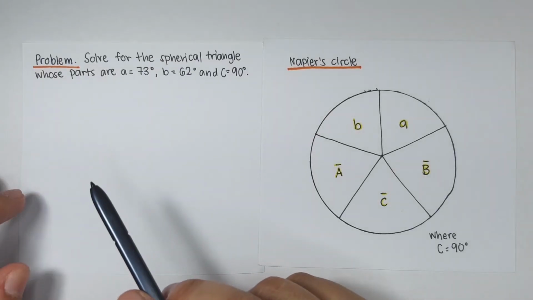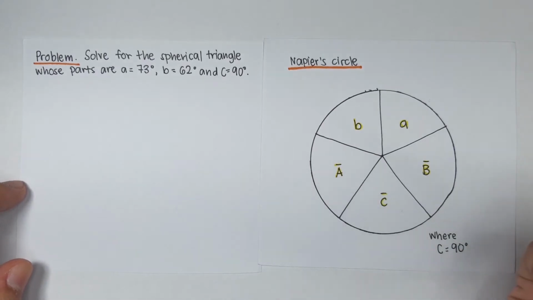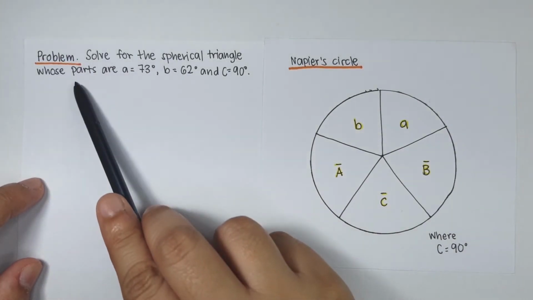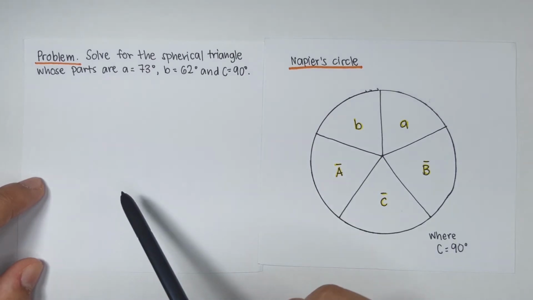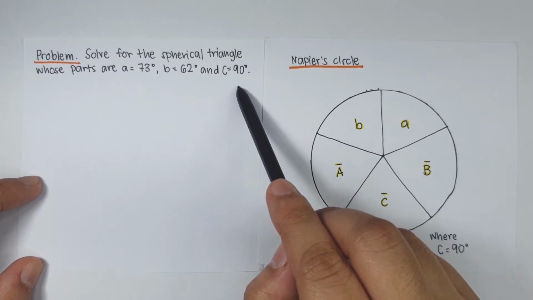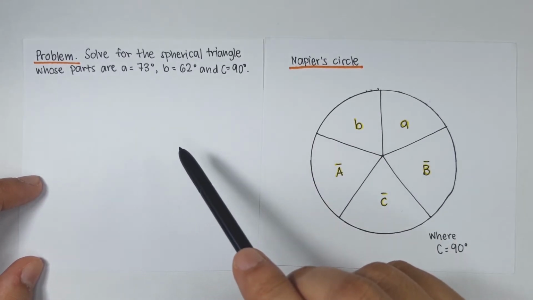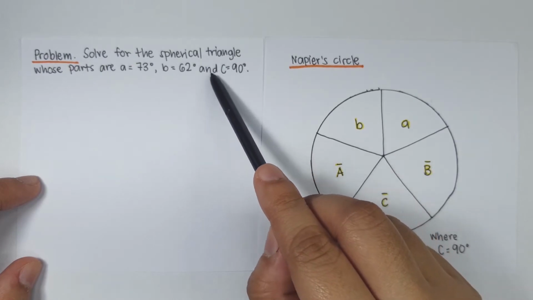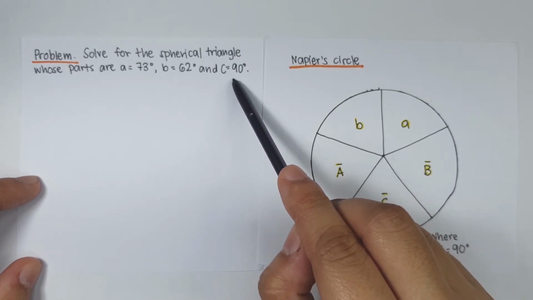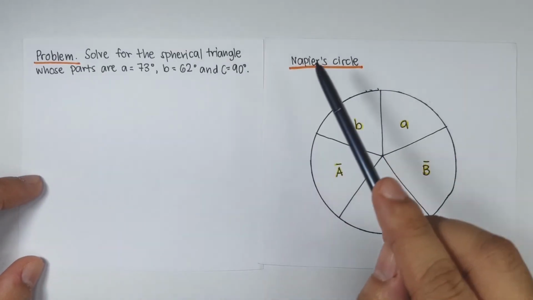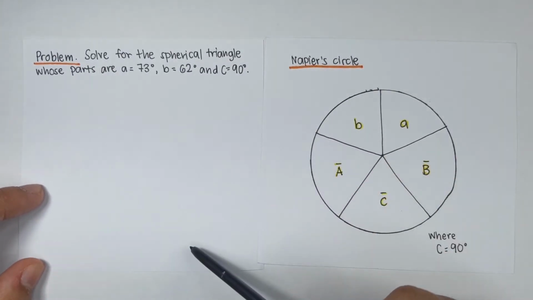So let's apply everything we've learned so far and try to solve this problem. Solve for the spherical triangle whose parts are A equal to 73 degrees, B equal to 62 degrees, and angle C is equal to 90 degrees. Okay? So take note class, you have angle C equal to 90 degrees, meaning to say that is a right spherical triangle. So we can use Napier's rule to solve for this problem.